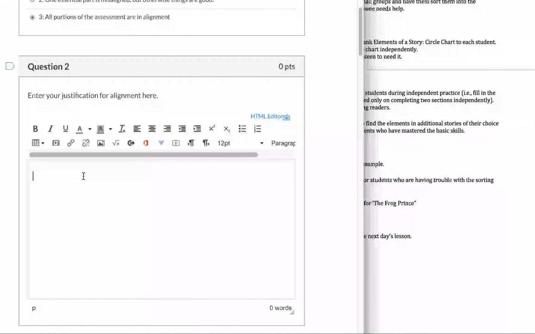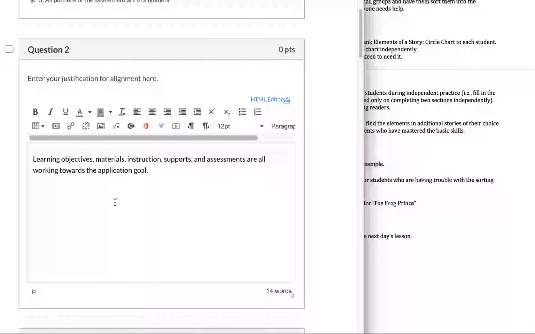If you wanted to think of what a justification might look like, you need to make sure that you mention the learning objectives. Oops, my keyboard keeps typing 2 A's. Learning objectives, materials, instruction, supports, and assessments are all working towards the application goal. And that's all you would really need to write.